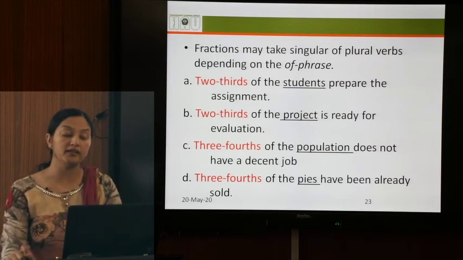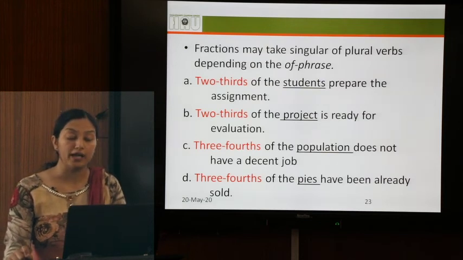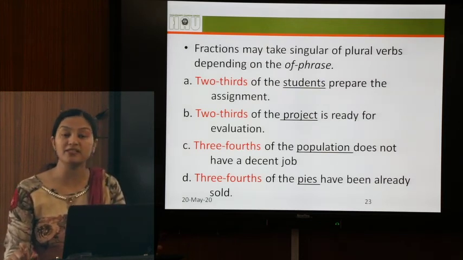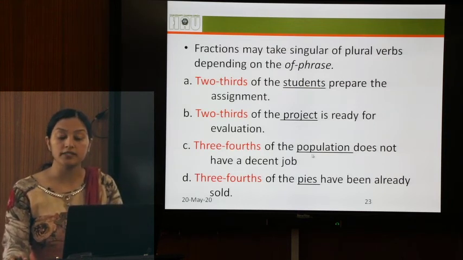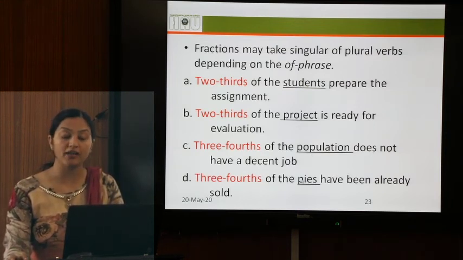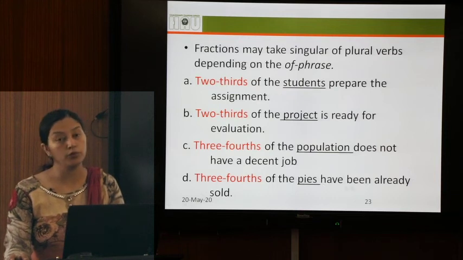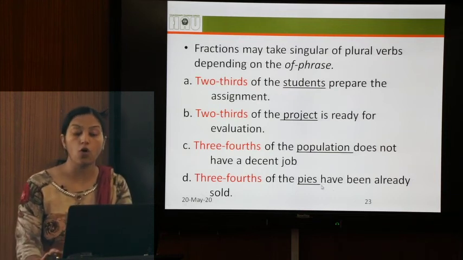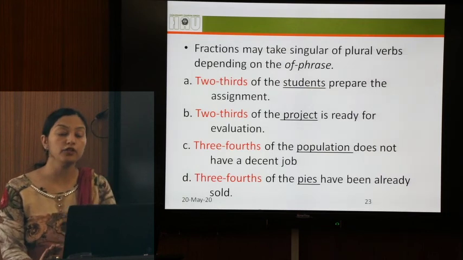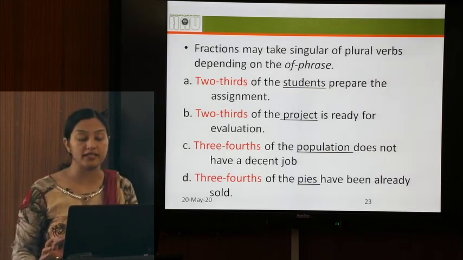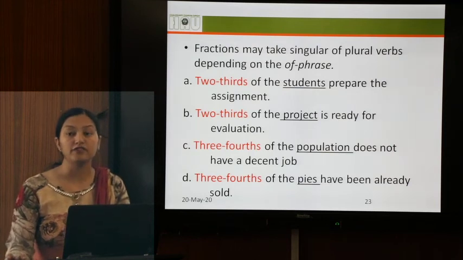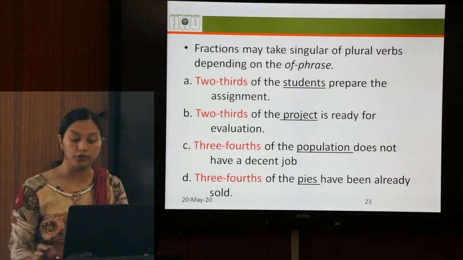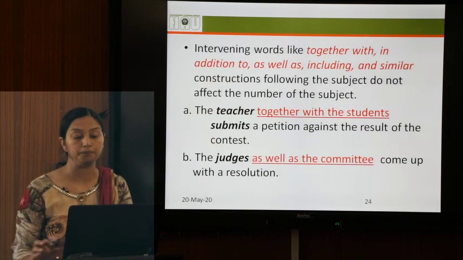Now again in this set of examples, I am using the same fraction, but with a singular subject, a singular verb is used, and with a plural subject, a plural verb is used. So always remember that whenever you are forming any sentence with a fraction, then whatever the of phrase is, if that is singular, you need to use a singular verb. If that is plural, you need to use a plural verb.